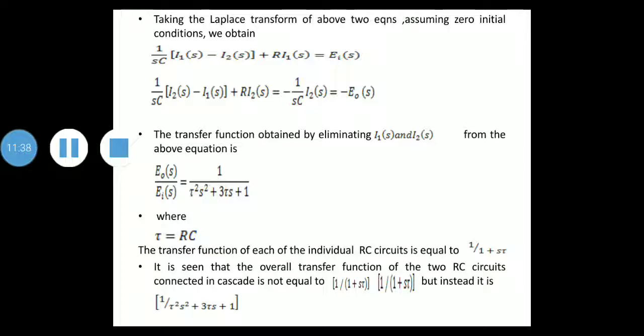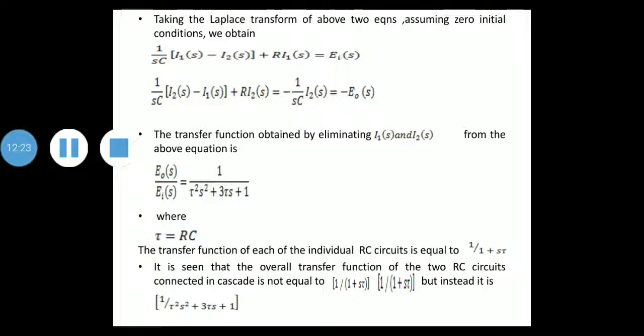The transfer function of each individual RC circuit comes out equal to 1 divided by 1 plus s tau. So it is seen that the overall transfer function of the two RC circuits connected in cascade is not equal to 1 divided by 1 plus s tau multiplied by 1 divided by 1 plus s tau, but rather it is 1 divided by tau square s square plus 3 tau s plus 1. Is it clear?